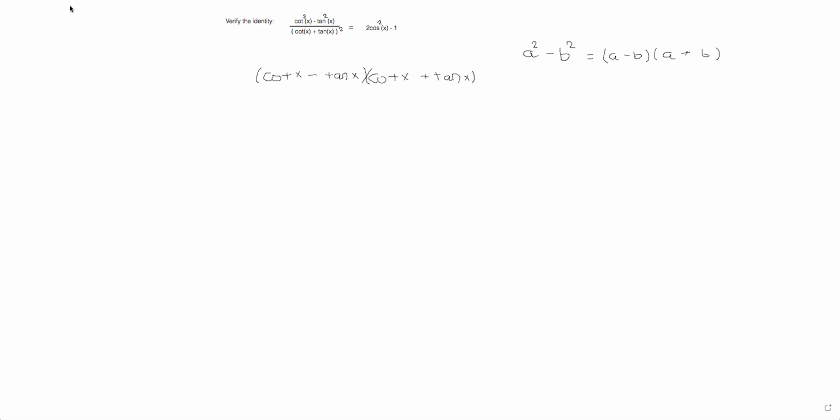All right, so far so good. So I want to take the denominator and see if there's a way we can rewrite this so that we can simplify it further. So instead of cotangent of x plus tangent of x squared, I'm going to write it longhand. So I'm going to write it like this.